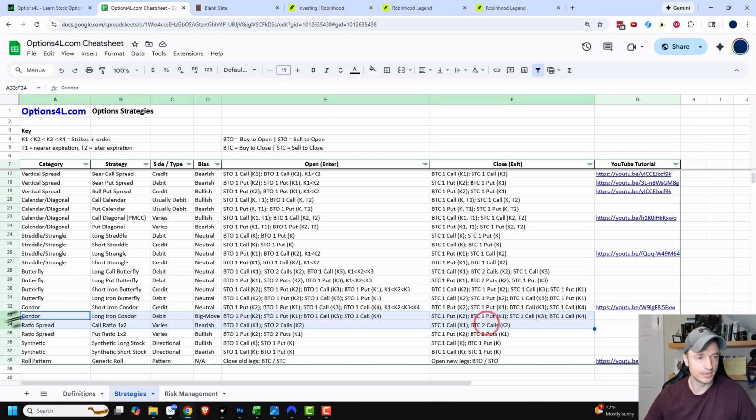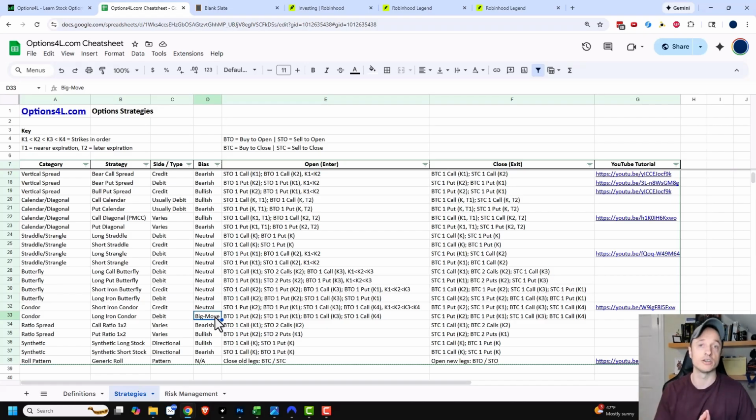It is a debit trade. That means that you have to pay money in order to open this trade. When you want to do it is if you're expecting a big move on the stock or this underlying asset. You're expecting it to go up or down. You're not sure where it might go, but you want a big move in order to do a long iron condor. This is how to open the iron condor.